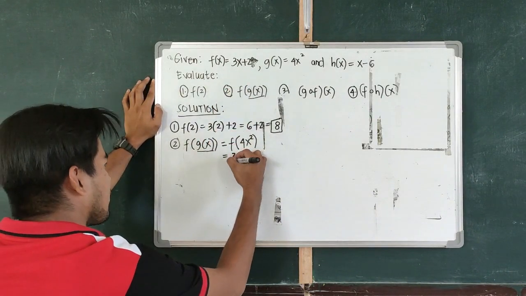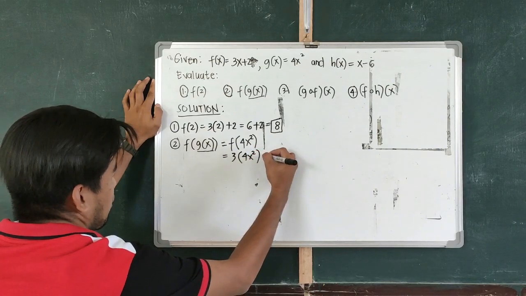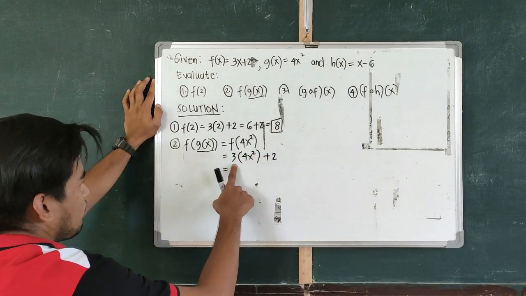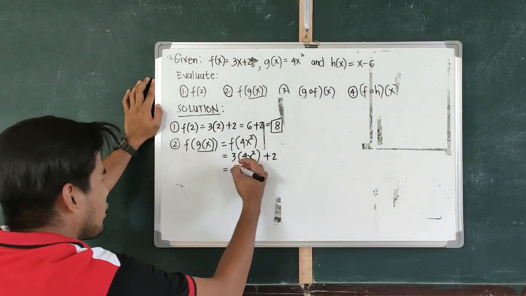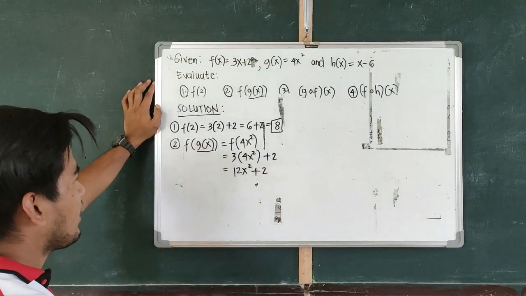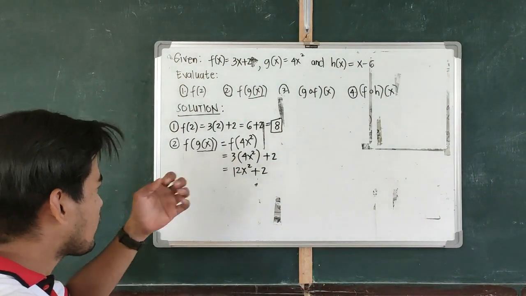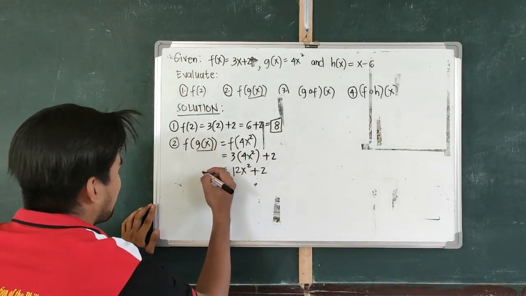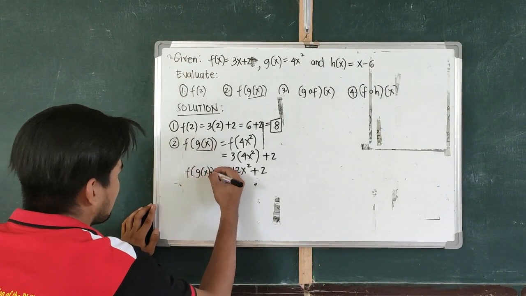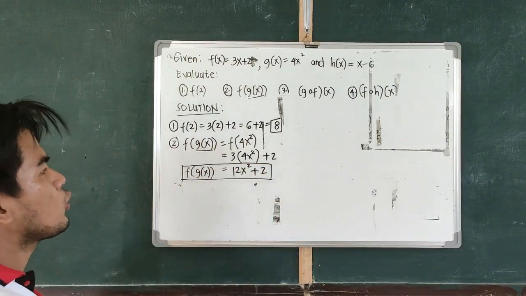Ito ngayon yung isa-substitute natin kay x. So this will be 3 times the value, which is 4x squared. Then we bring down positive 2. So multiplying this one, we have 3 times 4 is 12x squared plus 2. Since wala na tayong pwedeng i-combine, since naka lowest term na ito, this is the answer already. f of g of x is equivalent to 12x squared plus 2.